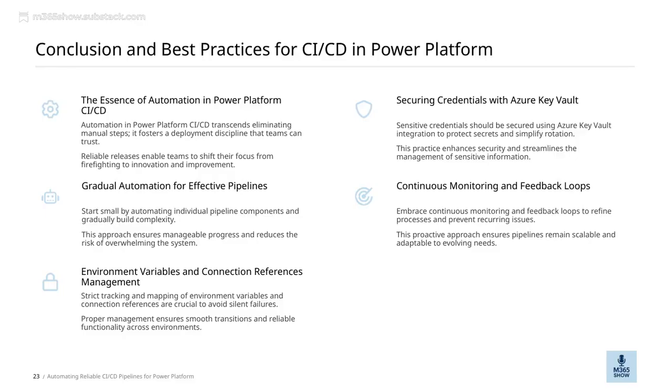Finally, remember that automation isn't just about removing manual steps. It's about building a disciplined deployment process that your team can trust. Reliable automation empowers your team to focus less on firefighting and more on innovation and improvement. Together, these practices help us create robust, secure, and efficient CI/CD pipelines that support continuous growth and success in the Power Platform.